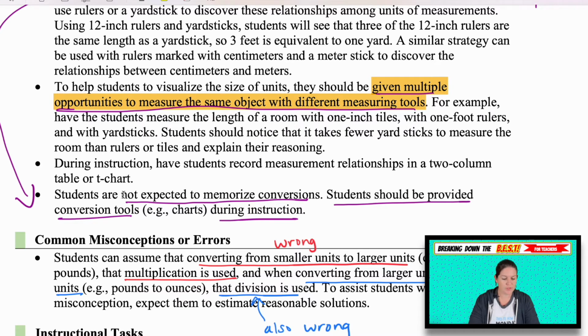Here it says that students are not expected to memorize conversions. That's the same as in the Common Core. We always provided students with a reference sheet. In the Taking on the B.E.S.T video lessons, there will be little clips, little snippets of the reference sheet that they can refer to, but make sure that you are providing those conversion tools like charts during instruction, okay?